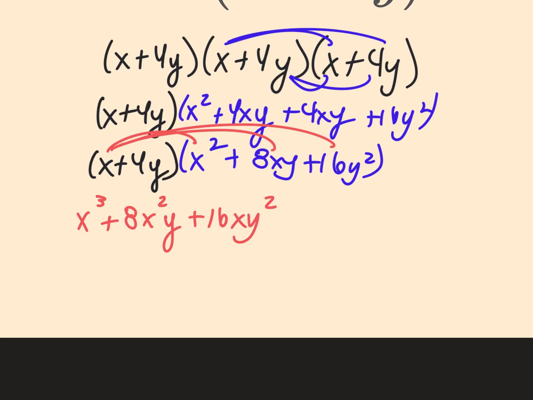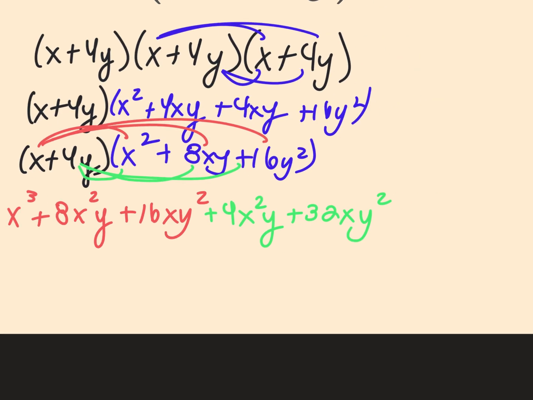So now I'm going to take my 4y. So 4y times x squared is plus 4x squared y. 4y times 8xy, 4 times 8 is plus 32. I have 1x and 2y, so xy squared. And then 4y and 16 is going to give me plus 64 y cubed.